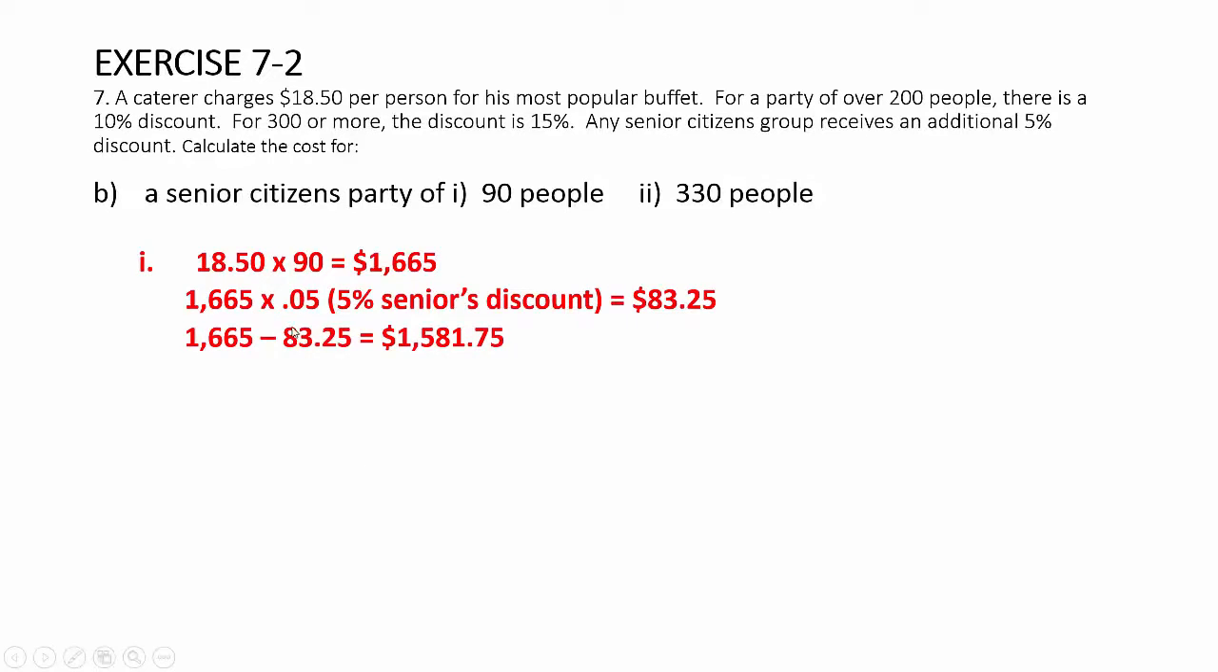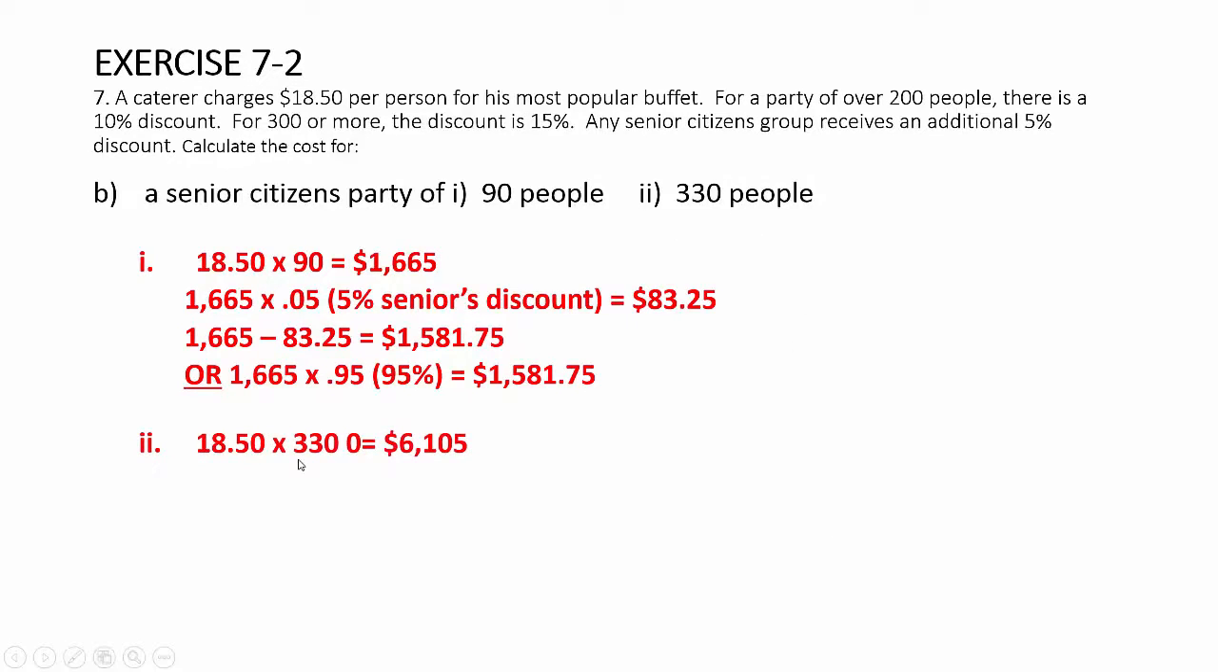So of course you're going to subtract the discount from the original bill to get the new discounted price of $1,581.75. Or once again, you could have taken the original price of $1,665 and multiplied it by 95%. Of course, 95% is what we have to pay if we're saving 5%, and you see that we get to the same price.